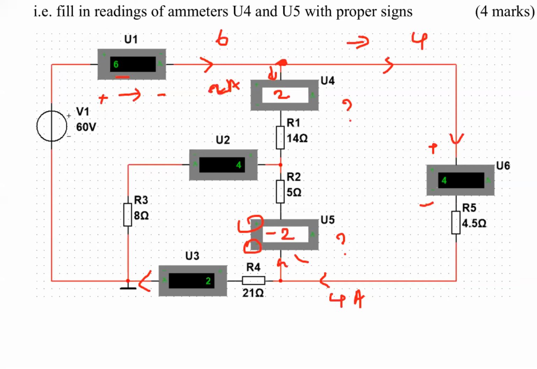Indicating direction correctly is important. So now this should be negative 2. Then we have 2 ampere flowing here, and from this side we have 2. When we add them together, this side we have 4. That means we have the correct answer here. Now, are you guys clear about this problem and also Kirchhoff's current law? Okay, that's great. Now we'll move to our previous question.